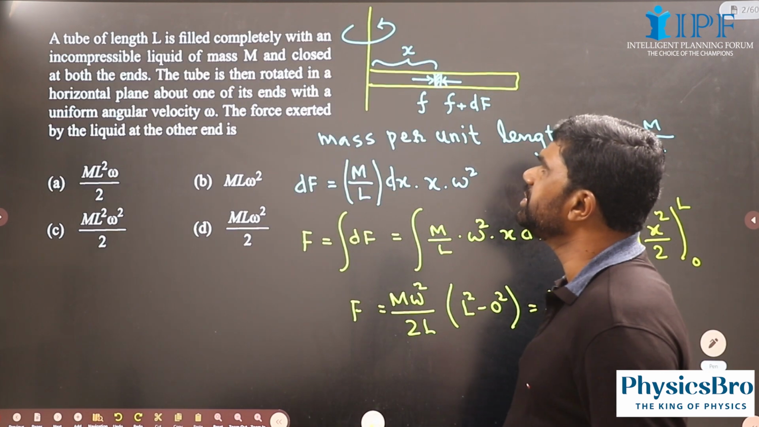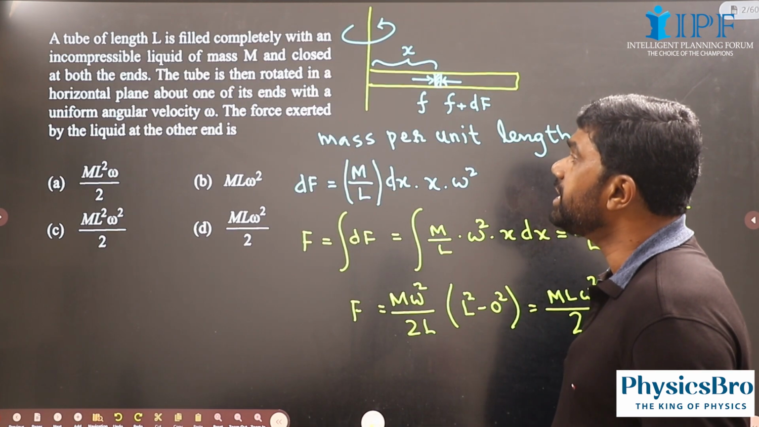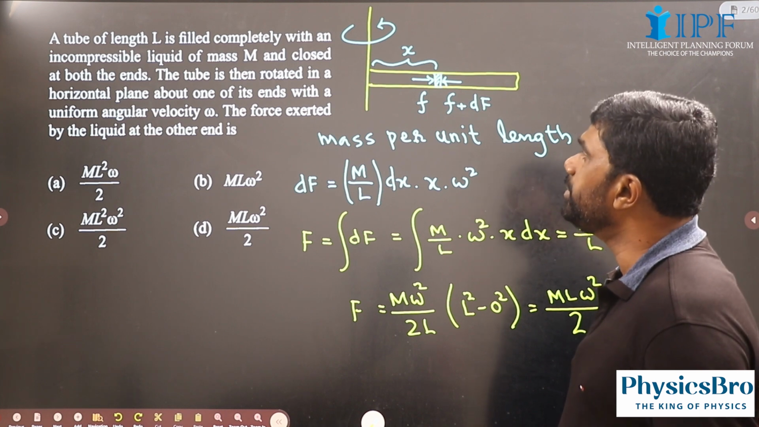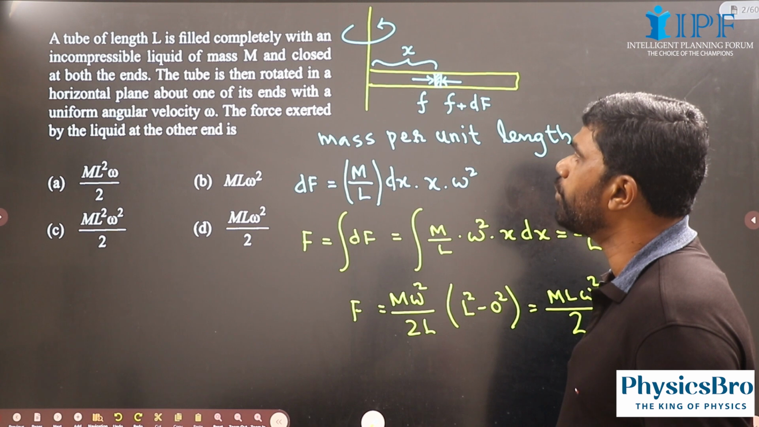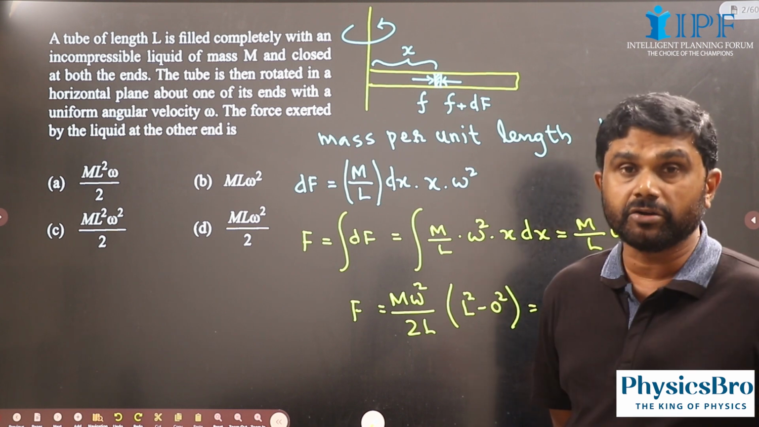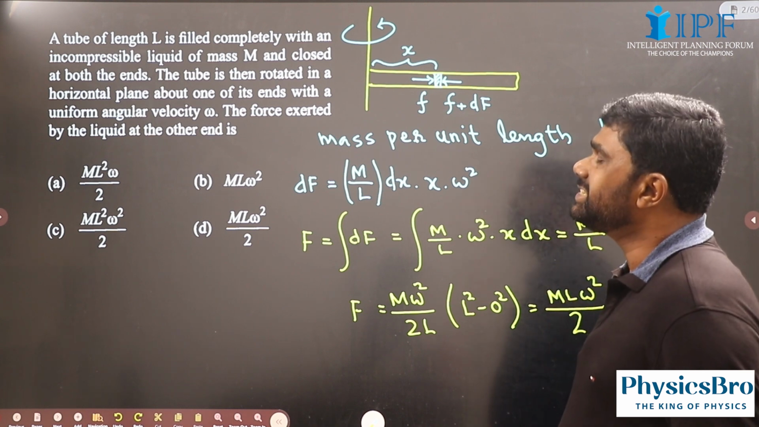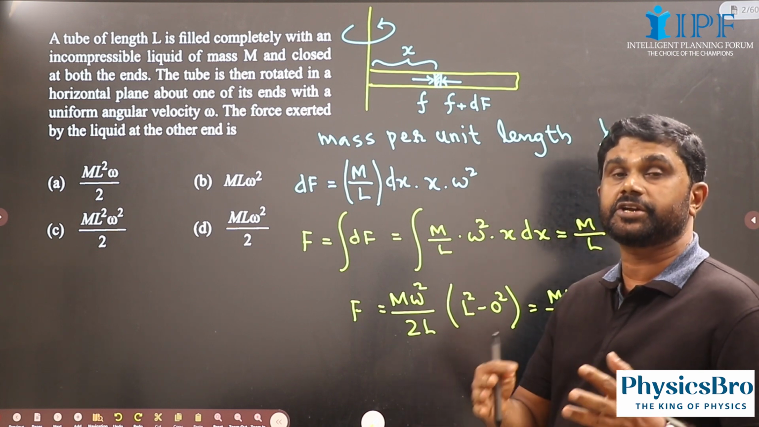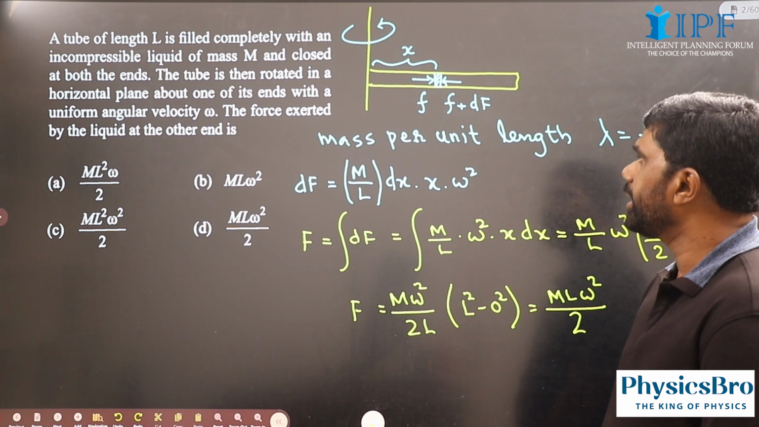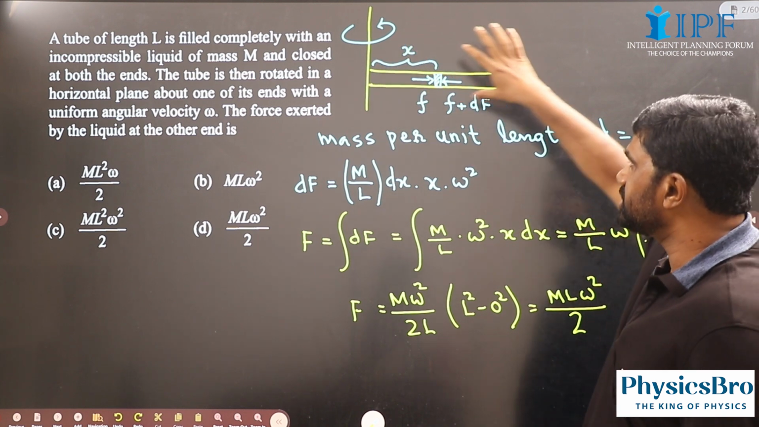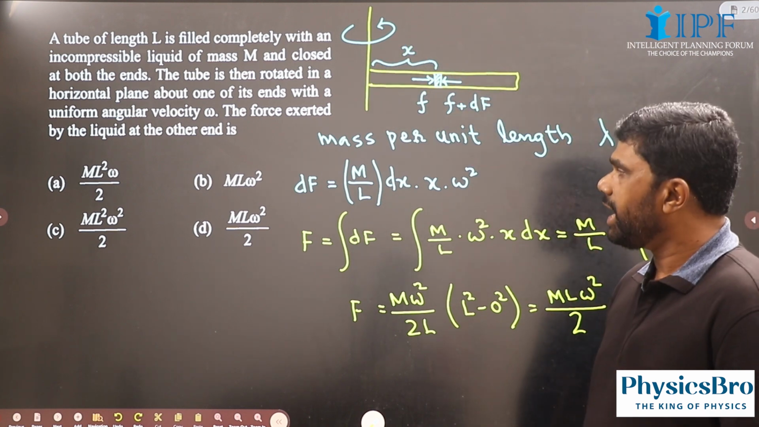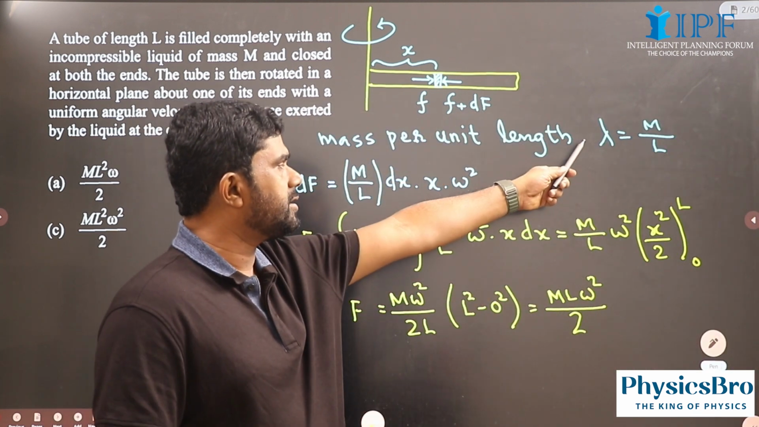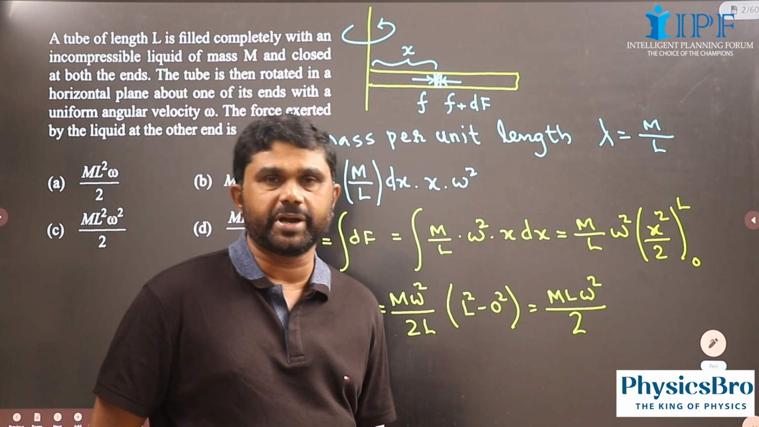A tube of length L is filled completely with an incompressible liquid of mass capital M and closed at both ends. The tube is then rotated in a horizontal plane about one of its ends with a uniform angular velocity omega. The force exerted by the liquid at the other end is what? Now see, mass is distributed uniformly, and mass per unit length, lambda, is equal to M by L.